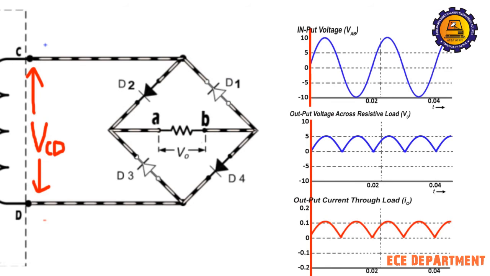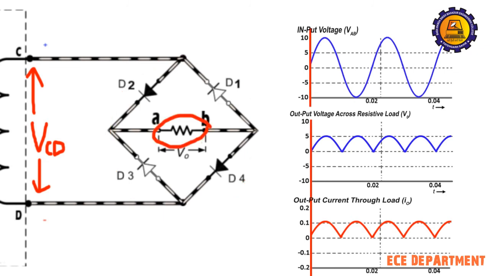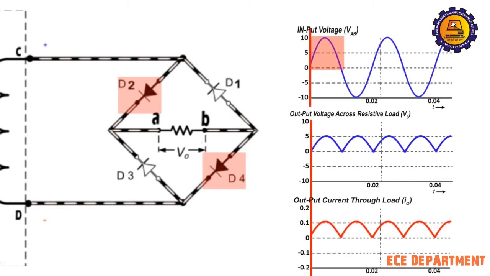When this alternating voltage VCD is applied across the bridge configuration and the DC load, then what will happen? During positive half cycle, the terminal C becomes positive and the terminal D is negative. Under this condition, the diodes D2 and D4 are forward biased, which we can see here. The anodes of both the diodes are at higher potential with respect to cathodes, whereas diodes D1 and D3 are reverse biased. As a result, the diodes D2 and D4 behave like closed switches.